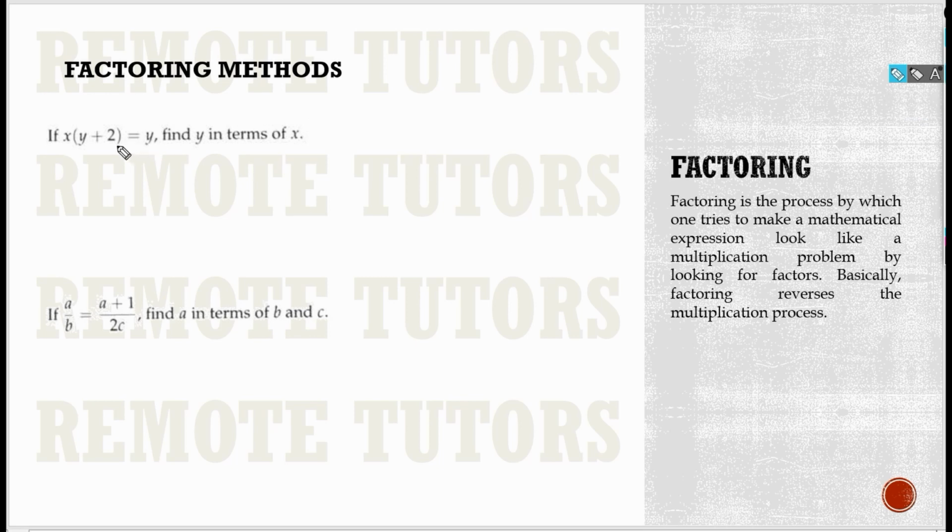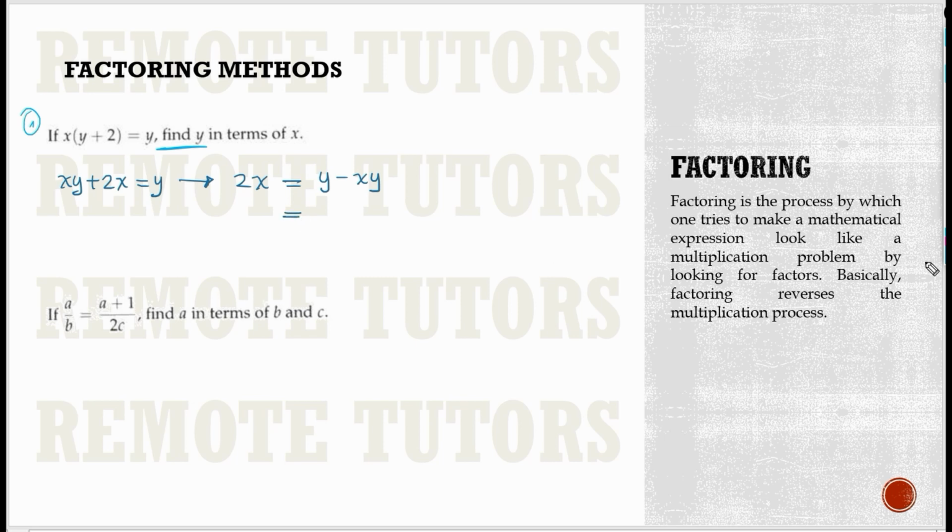Okay, let's see here. These are examples about factoring. In the first problem, we need to solve for y, so the first step will be to simplify the left side, that is xy plus 2x gives y. The next step is to put together all the y terms on one side of the equation, that is 2x equals y minus xy.